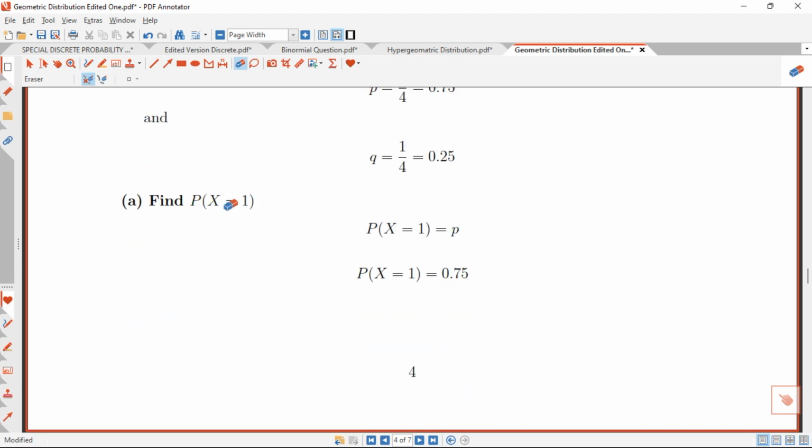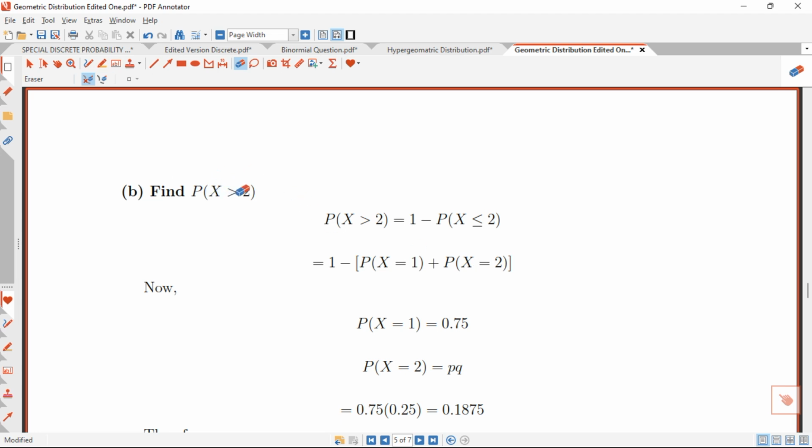It said we should find the probability that our x is equal to 1. The probability that x is equal to 1 is equal to p. Why are we saying that? Because we are going to get p times 1 minus p raised to the power x minus 1. Already our x is 1, so we get p times 1 minus p raised to the power 1 minus 1. Any number raised to the power 0 is 1, so we are going to get p. So our p here will be 0.75. That is the reason why we had the probability that x equals 1 to be p, which is 0.75.